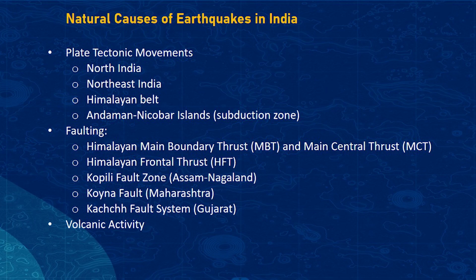Himalayan Frontal Thrust, that is HFT, which is known as the southernmost active thrust fault along the Himalayan foothills. Kopili fault zone, Assam and Nagaland, which is a highly active strike slip and thrust fault system. Koyna fault of Maharashtra, an intraplate fault known for reservoir-induced seismicity. Next, Kutch fault system of Gujarat, which is responsible for the 2001 Bhuj earthquake.